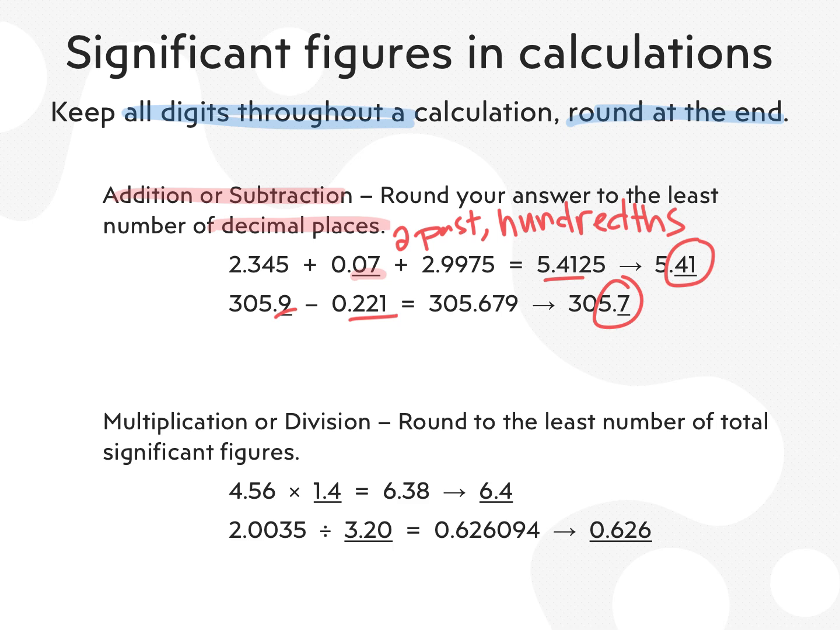When you are multiplying or dividing, we're rounding to the least number of total significant figures, not the least number of place values. And so here, since we're counting total significant figures, 4.56 has 3, 1.4 has 2. The smallest of these is 2, so I'm going to take my answer and round it to 2. And then in my next one, 2.0035 has 5, 3.20 has 3. 3 is the smaller of these, so I'm going to round my answer to 3 digits.